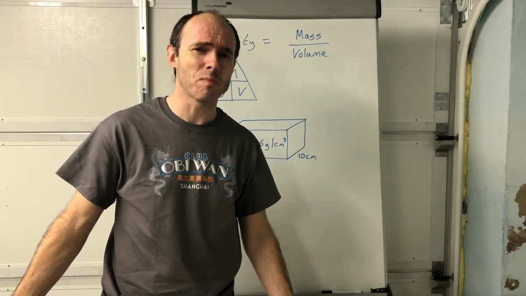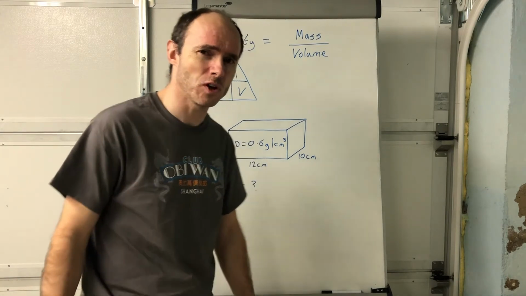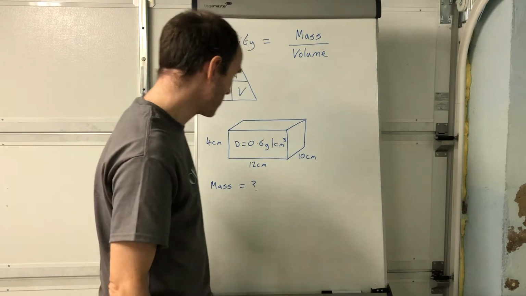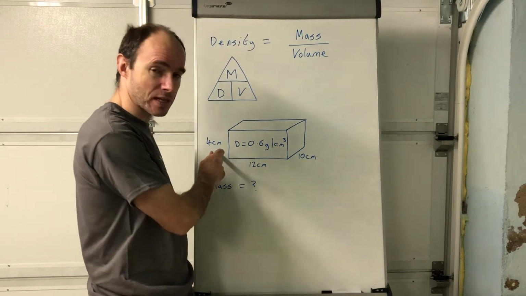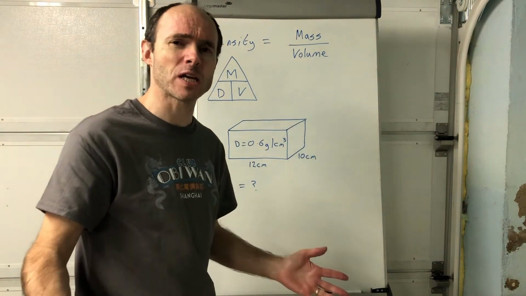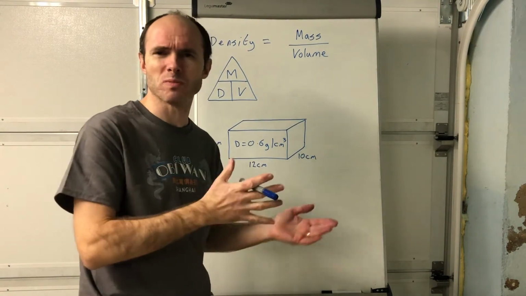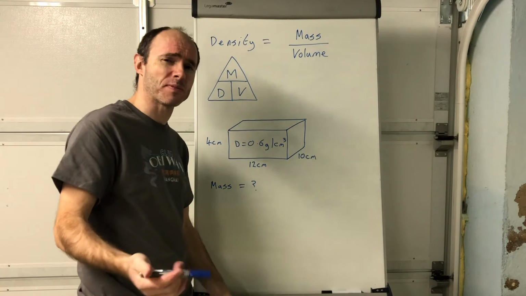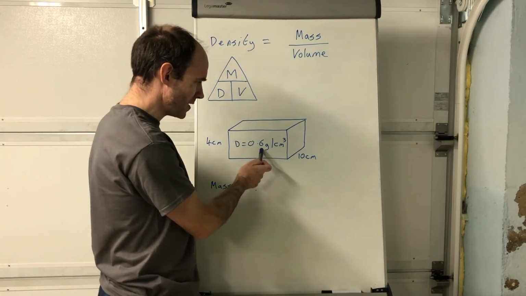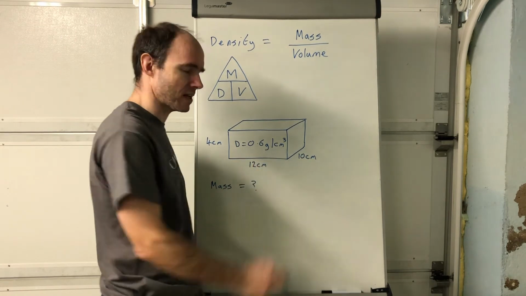Okay, I've got another example for you with density, mass and volume. So here I've drawn out a cuboid, it's supposed to be a cuboid anyway, with dimensions 4 centimetres, 12 centimetres, 10 centimetres, and it's made up of a particular material. Doesn't really matter what it is, wood, metal, whatever, but it's made up of the same material, and the material has got a density of 0.6 grams per cubic centimetre.